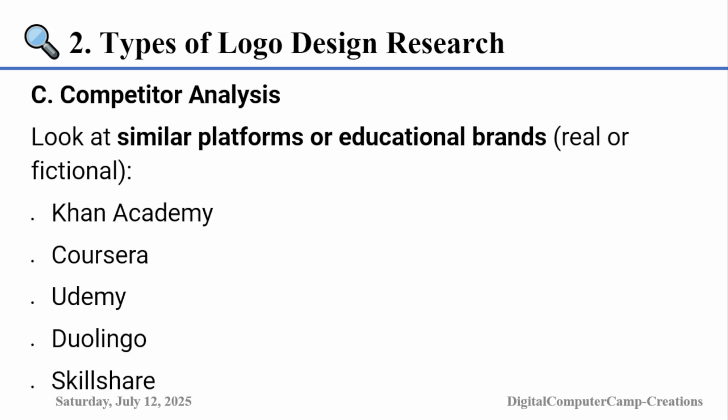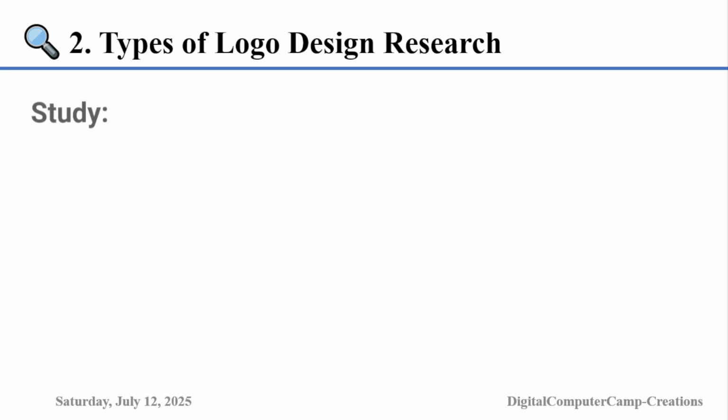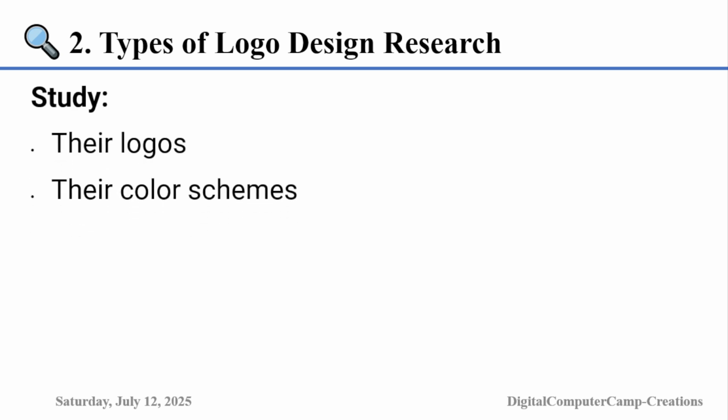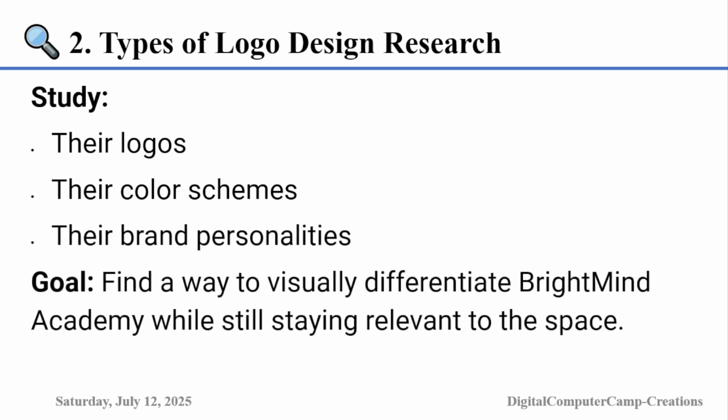That is competitor analysis, doing research on the competitor, identifying what the competitor is doing. You need to study their logos, their color schemes, and their brand personalities. And the goal: find a way to visually differentiate Brightmind Academy while still staying relevant to the space. Now you don't copy, you just identify the differences, differentiate your logo from your competitors, and find a way of remaining relevant in the space.